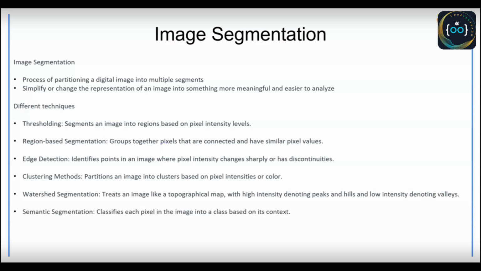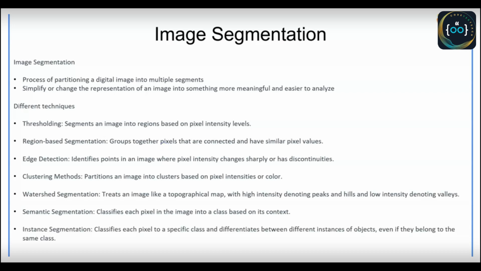In semantic segmentation, we classify each pixel in the image into a class, typically done in the context of machine learning, where a model is trained to understand the context of an image. Last but not the least is instance segmentation. This not only classifies each pixel of an image to a specific class, but also differentiates between different instances of objects, even if they belong to the same class.